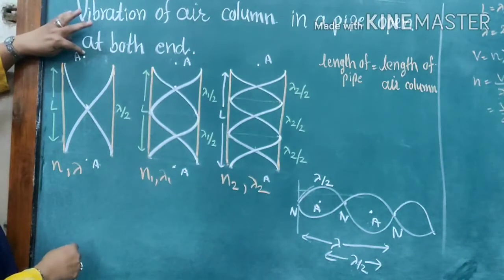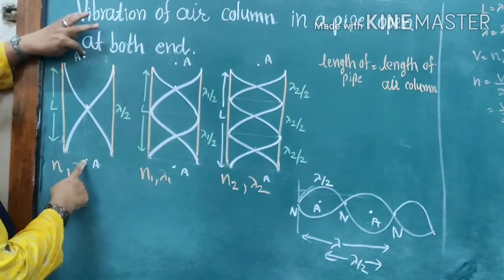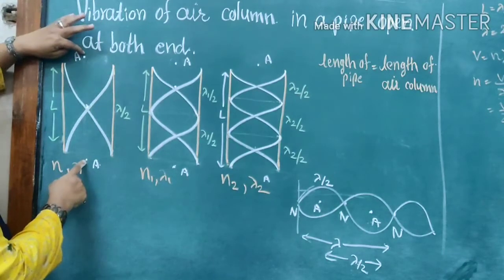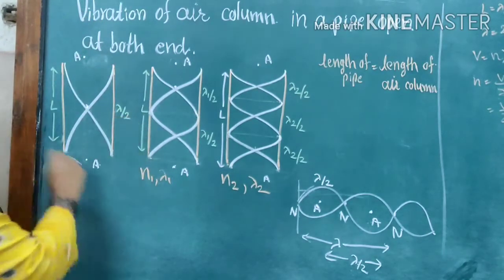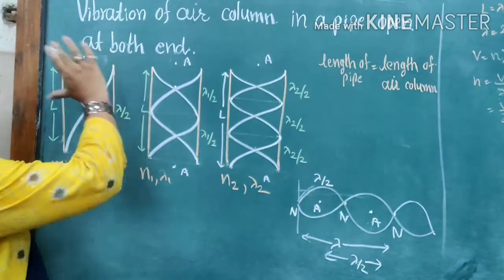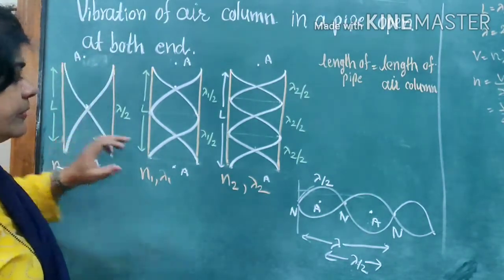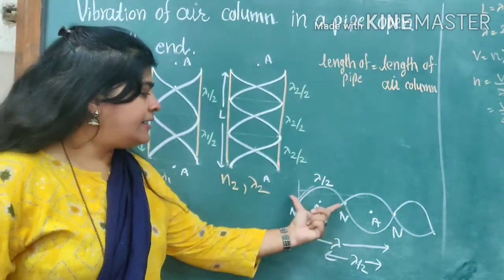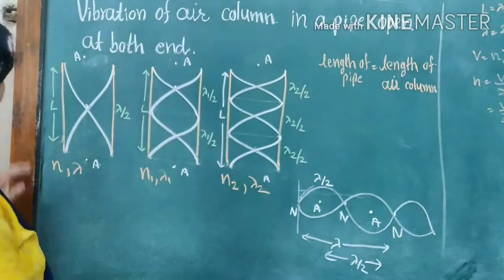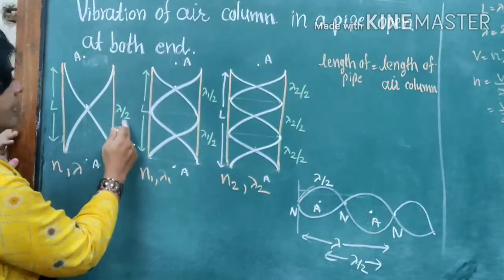Like that, here are antinodes and the next successive antinodes. That's why the distance between two antinodes is lambda by 2. Here I mentioned that it is lambda by 2. Or we can say this is a half loop, this is a half loop. Two half loops complete one loop, and the distance of one loop is lambda by 2. Like that we mentioned here, this is lambda by 2.